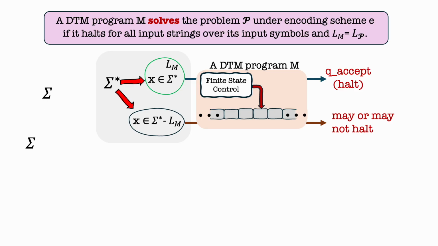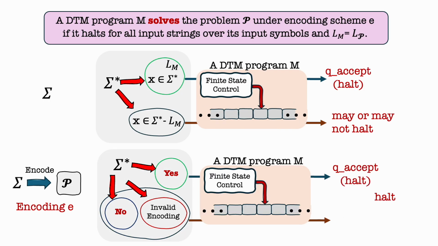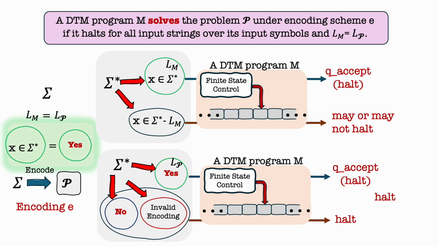Now, we use the same set of symbols to encode the problem P and call this encoding scheme E. There are three categories of possible strings, right? We say the DTM program M solves the problem P under encoding scheme E if it halts for all input strings over its input symbols and LM equals LP. It means M accepts exactly those strings that represent yes instances of problem P, no more, no less.